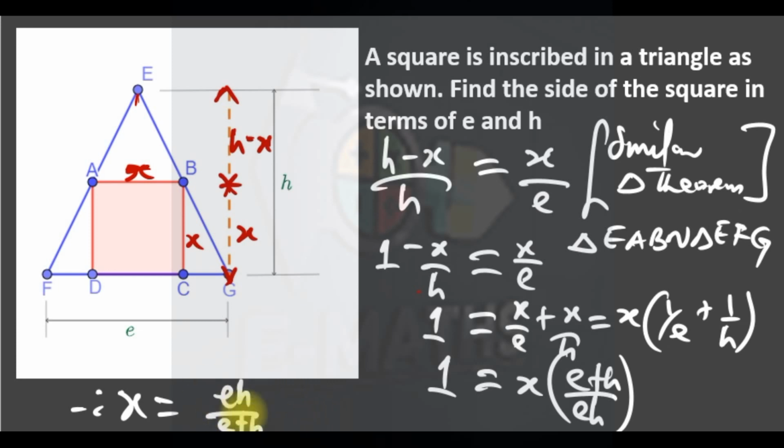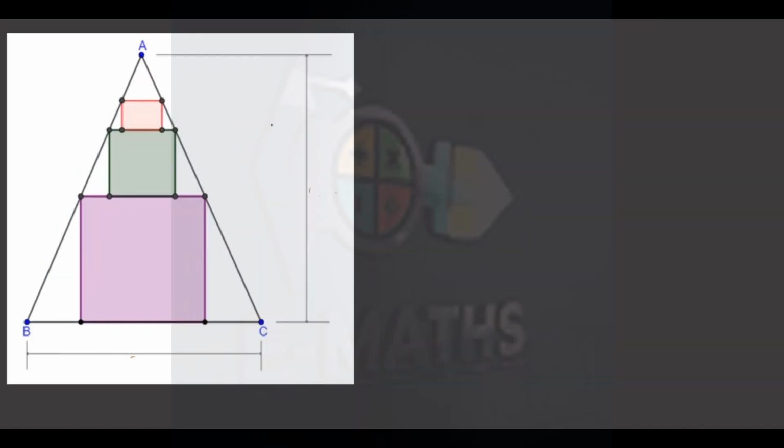So that's how we got the formula. Once a square is inscribed in a triangle and you are given the height of the big triangle and the base, the side is just the product of the height and the base over their sum. Since we've gotten x from the first analysis, that x is eh over e plus h, we can now relate it to y and z.